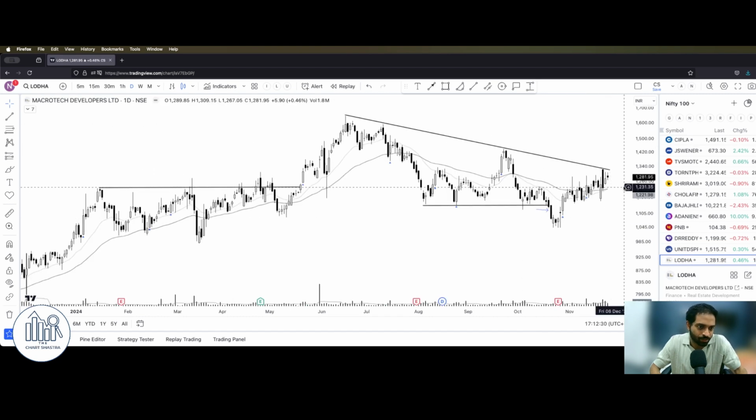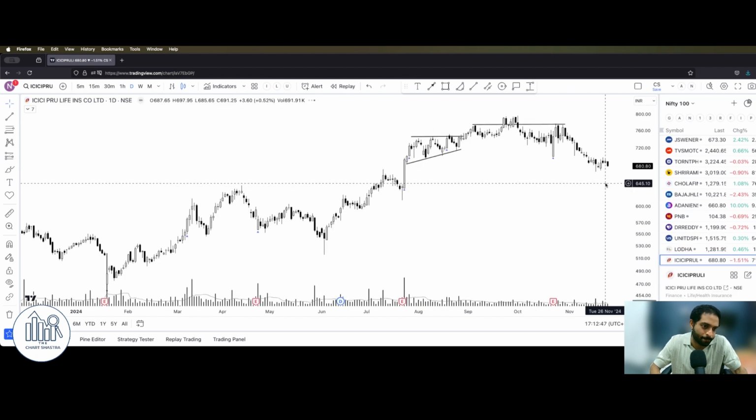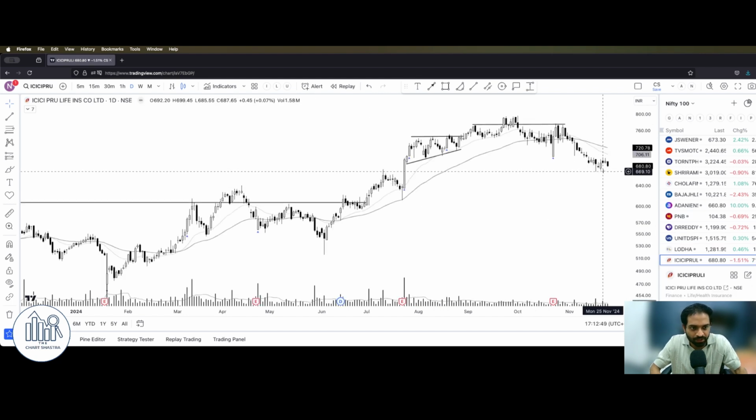Again, real estate, Lodha. There was a quick drop here, but it quickly recovered post the earnings. Again, in a downtrend as of now, probably taking some time, just like DLF. This too is taking its own time. Again, ICICI Prudential, better than SBI Life, but HDFC Life looked much better than this.